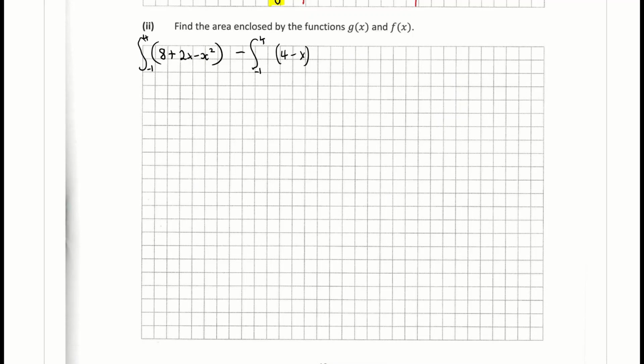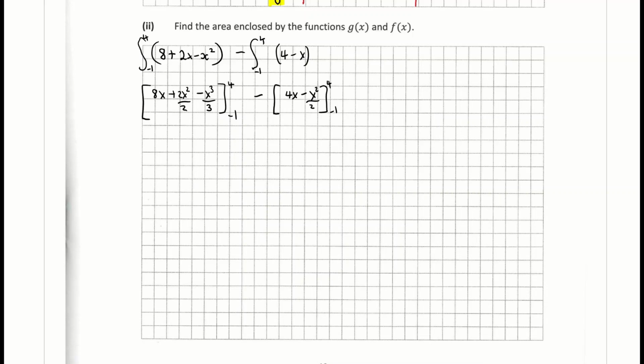So when I integrate the curve, integrate 8, I get 8x. Integrate 2x, I get plus 2x squared over 2. And when I integrate minus x squared, I get minus x cubed over 3. And that's it integrated. I now need to use the limits of 4 to -1. From that I'm going to subtract my line, where integrating 4 becomes 4x, and integrating minus x becomes minus x squared over 2. And my limits again, 4 to -1.